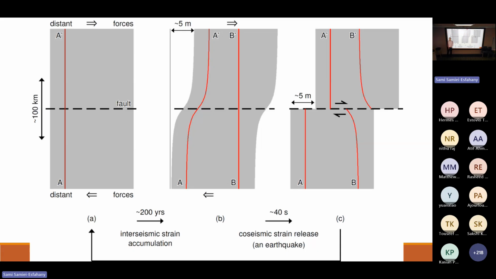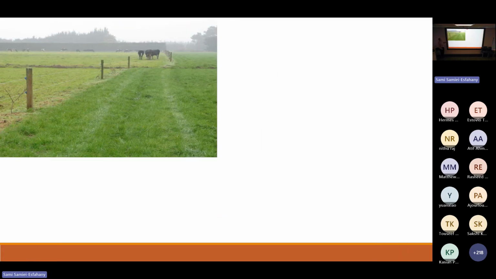The earthquake itself happens in just seconds. And that's the earthquake cycle. So here's an actual example of after the earthquake, the Darfield one, that New Zealand example, a fence that was straight before the earthquake that's been offset. So a completely different scale. This is not over 100 kilometers. This is just a few tens, but that records how much the fault has slipped at the surface.